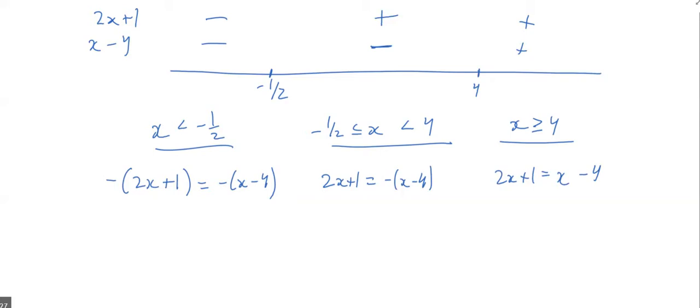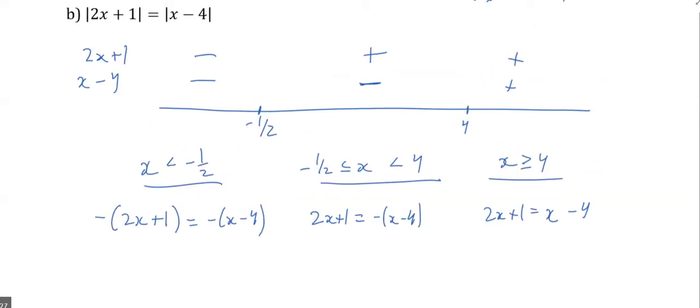From here on in, hopefully the algebra is pretty easy. Solving these is not supposed to be the part where we have a hard time. Interpreting your solution requires some thought. Setting it up requires quite a bit of work, and it's got to be done properly. Okay, so let's do this quickly. Negative 2x minus 1 equals negative x plus 4.